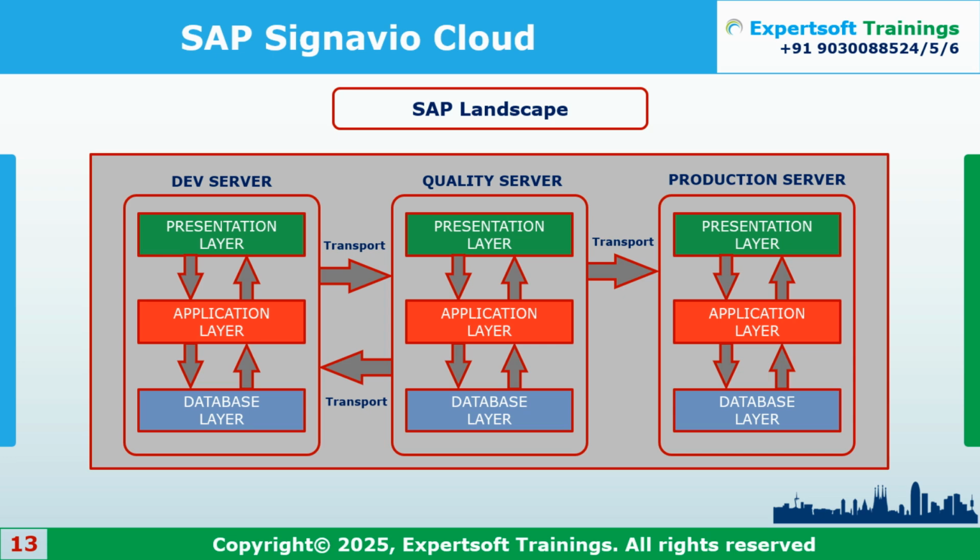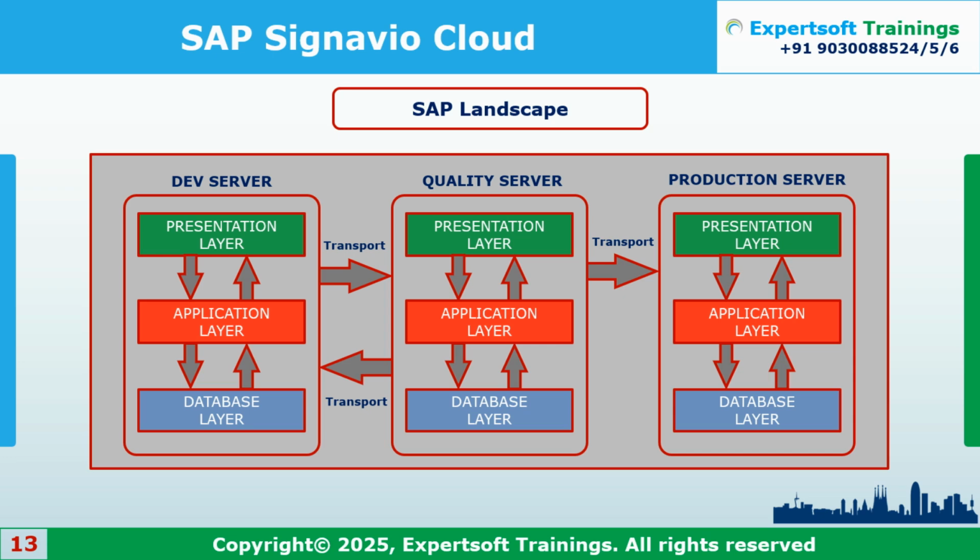SAP has a three-tier architecture, where we have a development server, a quality server, and a production server. In the development server, we configure and implement everything. Whereas in the quality server, we transport this configured data from the development server to the quality server, which is the place where you can test these scenarios, whatever configuration or development you make.